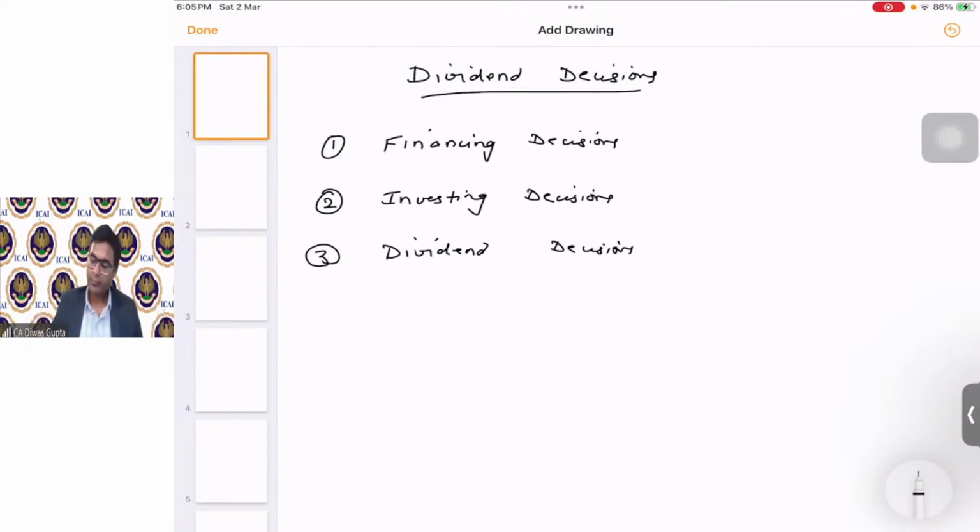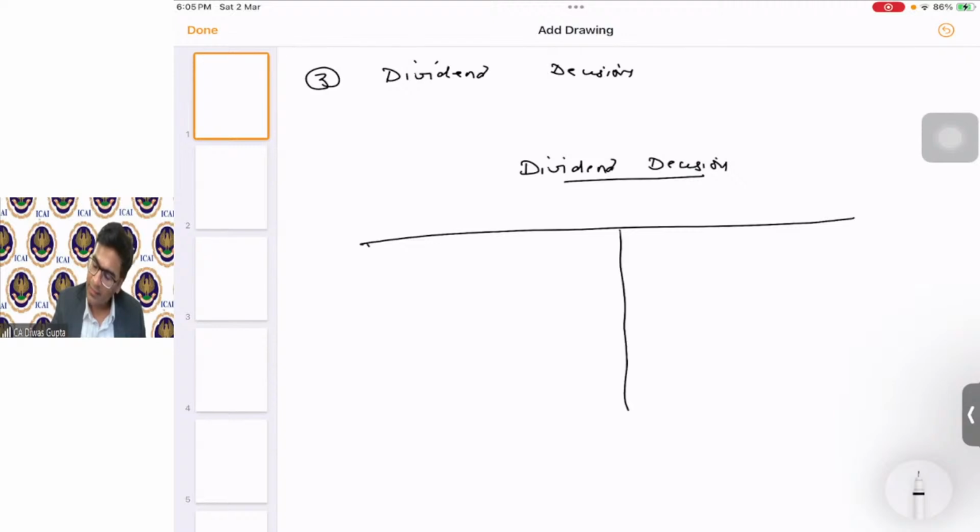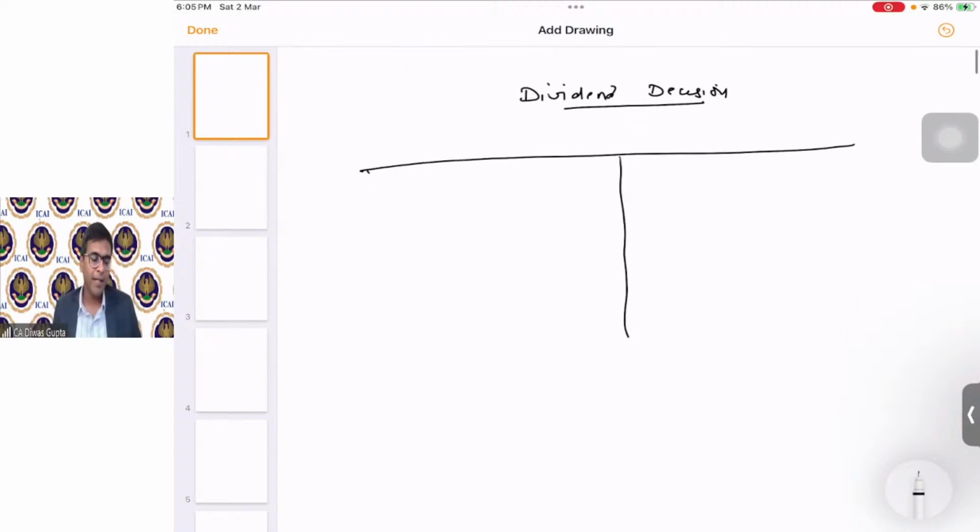Okay. Now, let's take our discussion on dividend decisions ahead. In case of dividend decisions, students, please imagine that there is a company which has, let's say, some assets and some equities and liabilities. I'm just putting it in a T form, okay?